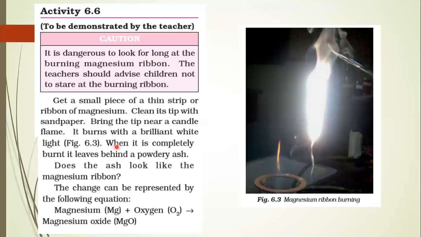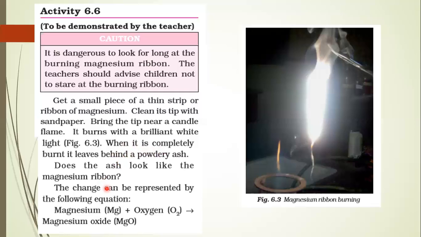Okay, so when the magnesium ribbon burns completely, you collect the ash. What is it? It is magnesium oxide. Magnesium oxide is formed by burning magnesium in the presence of oxygen, and oxygen is necessary for the burning of any substance. Magnesium oxide is the new compound formed here, so it is an example of a chemical change. In a chemical change, a new compound is formed.